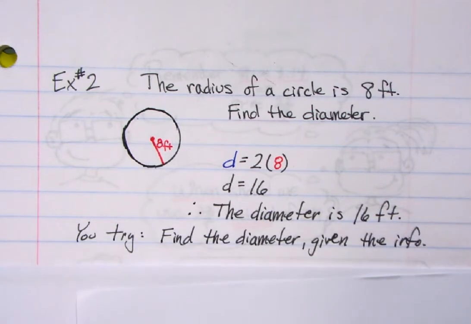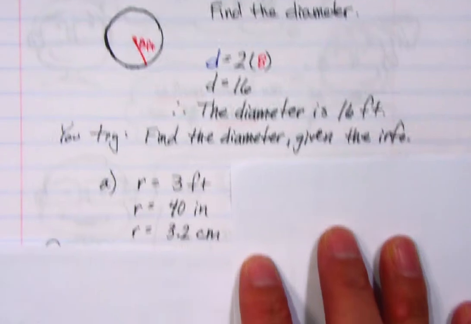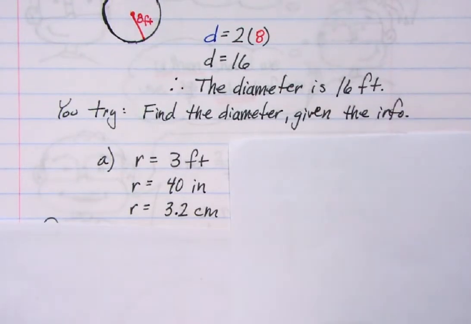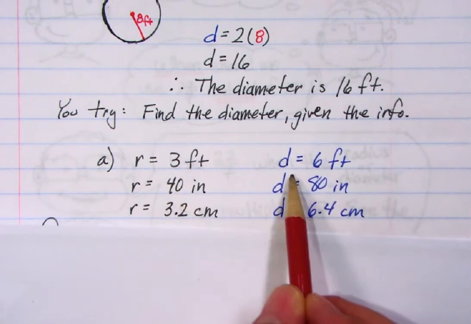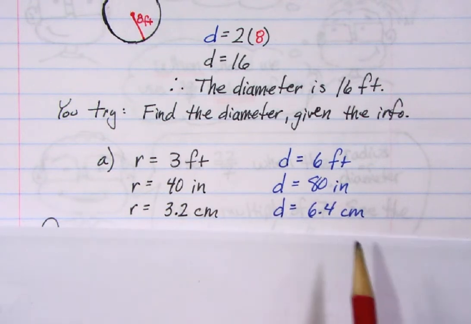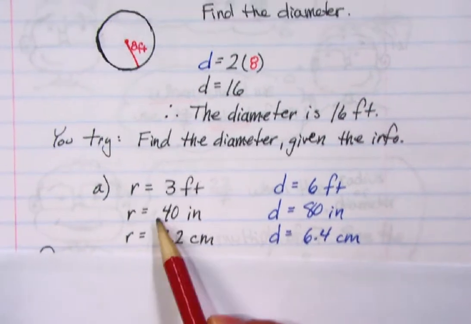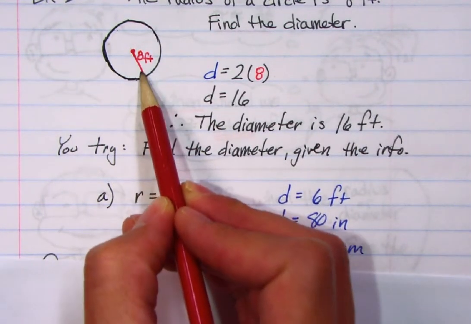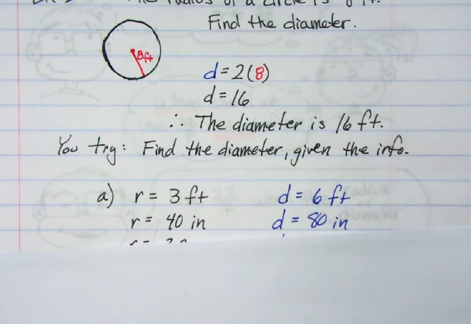All right, you try these out. Given the diameter, find the given information. This time I won't let you have any answers. Try those 3 out and see what you come up with. All right, did you come up with these answers? Radius is 3 feet, so diameter 6. 40 turns into 80. 3.2 turns into 6.4. All I did is I doubled these to get these answers because a radius is only from the center to the edge. So if I double that and go the other side, that gives me my diameter.